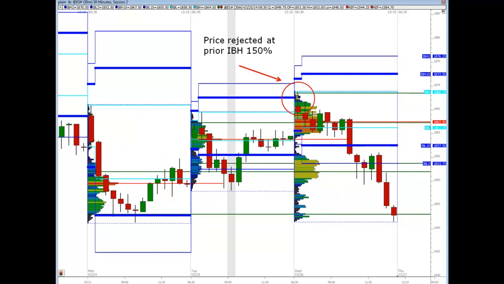I just want to show the different areas where we had overlap between a profile parameter and an initial balance parameter. Here we have a value area high, and notice that is also an initial balance high, and notice how that formed a level of resistance up here, and you can count on the fact that this level will come back to be tested because prices were rejected at this level, at this IBH 150% of this prior day, and then at the actual initial balance high for this day.